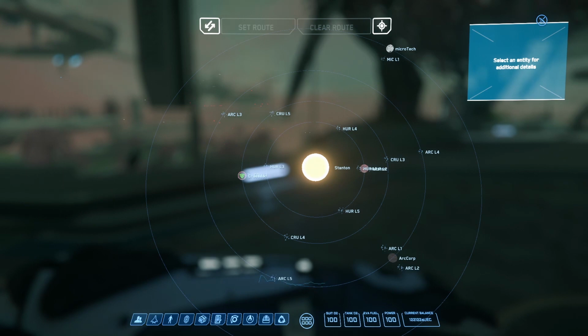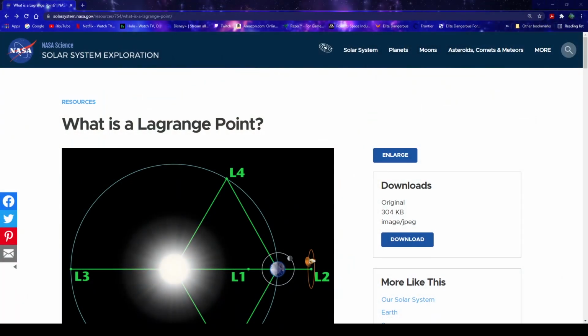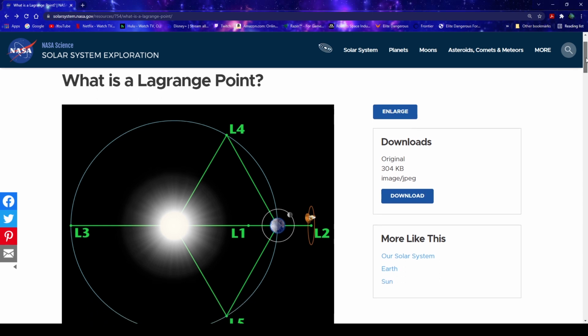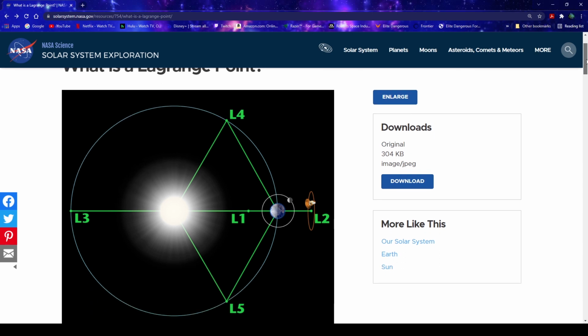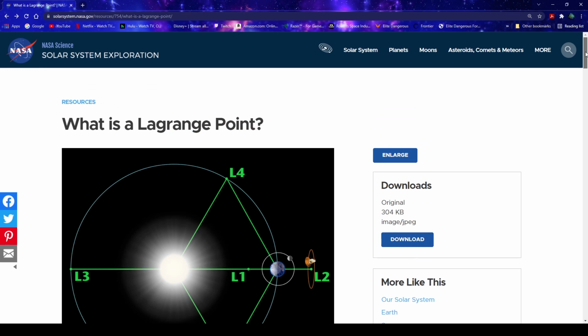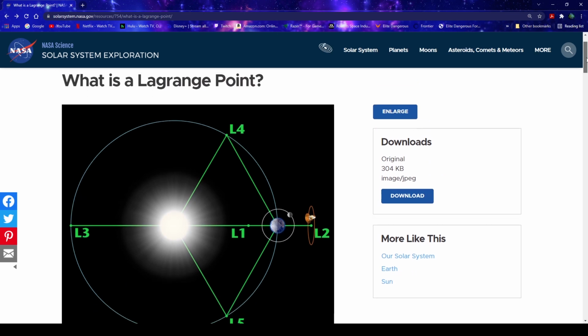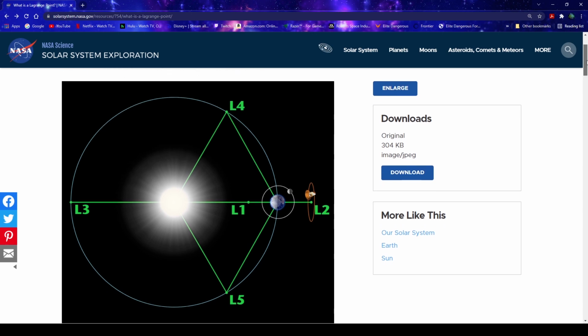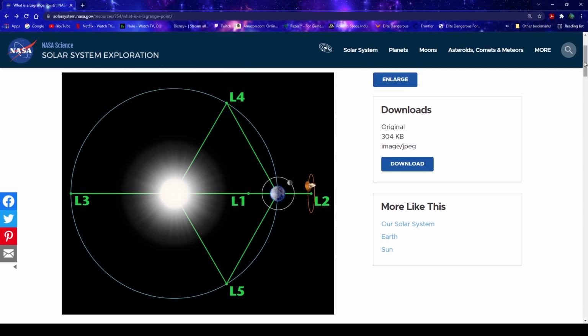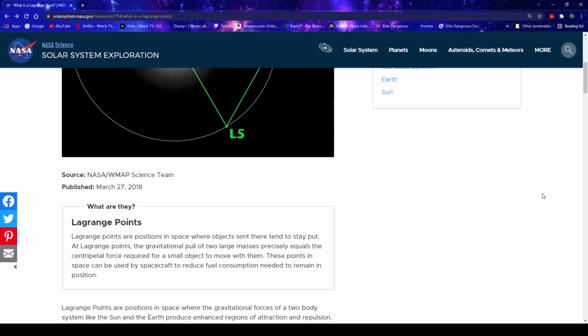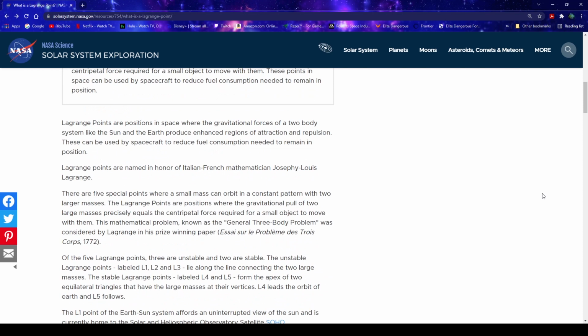You just switch over to that here. Okay. So I'll post this link in the description so you can take a look. Let's have a look at this. So anyone can look at this website. It's on the NASA website. It's called What is a Lagrange Point? This is a really nice little simple diagram that kind of explains to you what the Lagrange points are. And there's a little blurb down here that we're going to read, okay?